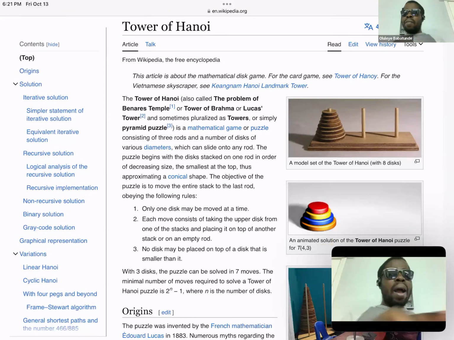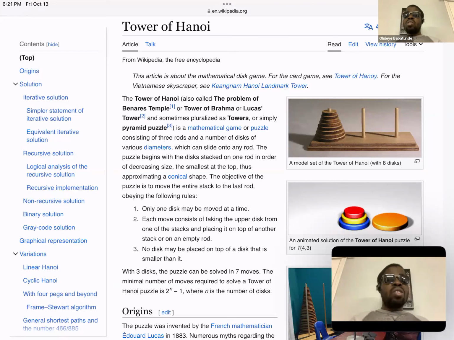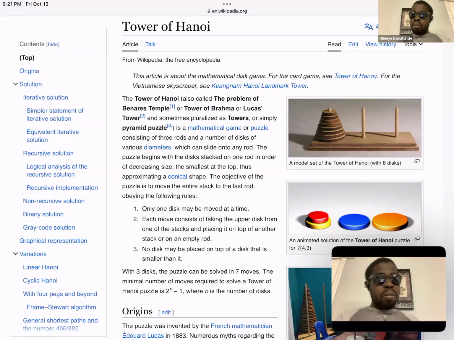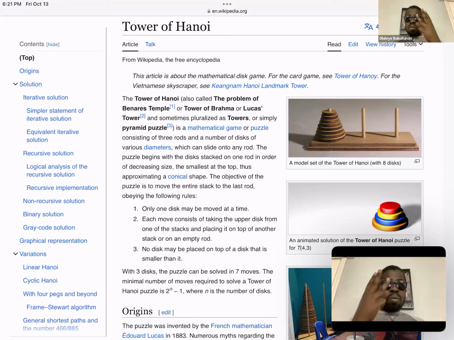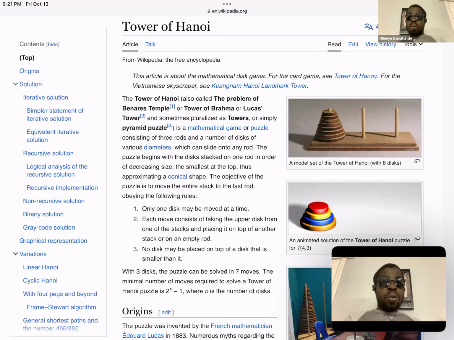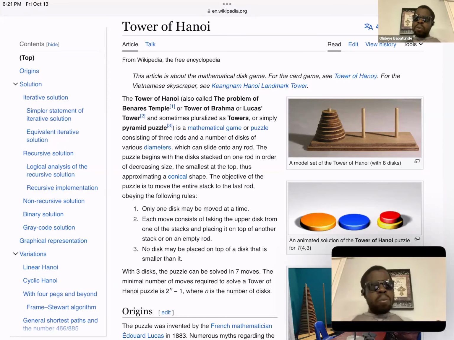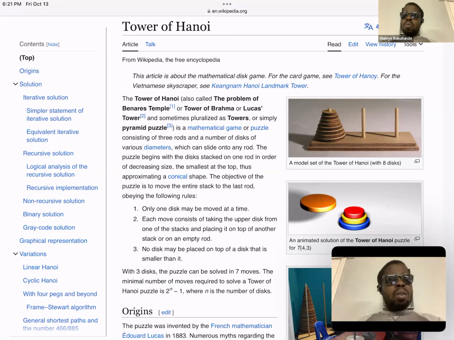So when you have 3 rods and 3 discs, the puzzle can be solved in 7 moves. So the minimum number of moves required to solve the Tower of Hanoi with 3 rods and 3 discs is what? 2 to the 3 minus 1, which is 8 minus 1, which is 7. So the minimum number of moves is what? 2 to the n minus 1. So I'm going to be showing how to prove that.